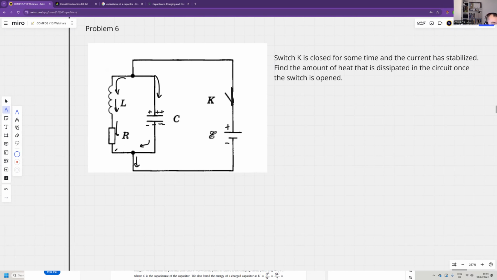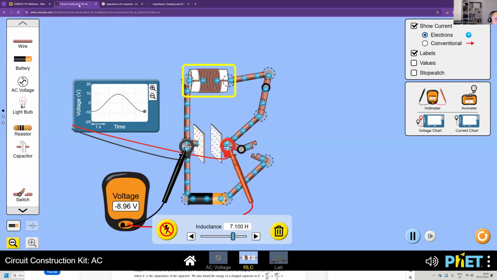And then the current reaches a maximum value, and the current in the capacitor reaches 0. Then once we disconnect the switch, the capacitor starts to discharge through this. So let's have a look. Let's build this circuit.